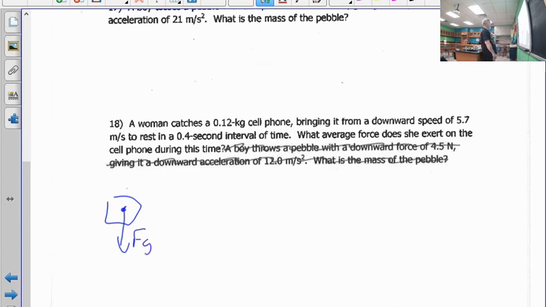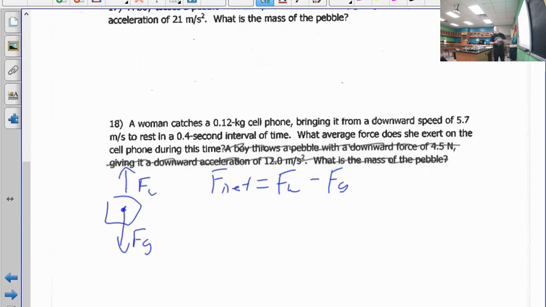If the phone is falling and she's catching it, what direction is the force that she's exerting? Is it up or down? As far as the phone is concerned, she's exerting a force up. And she's slowing it down, so her force is going to be opposite of the direction of motion. So we have our free body diagram here, and from it we can write our equation. The force due to the woman minus the force of gravity. Again, the negative sign there because gravity's pointing down.